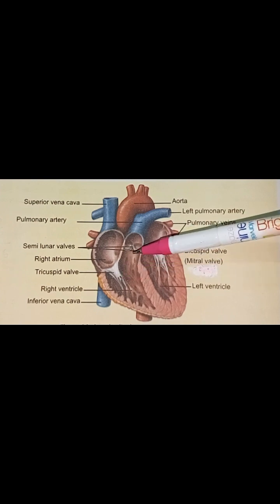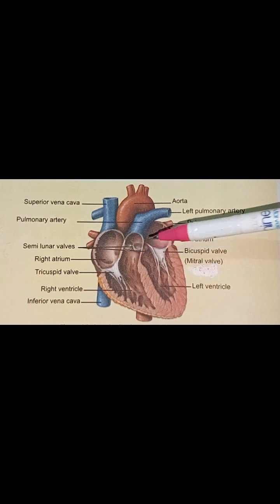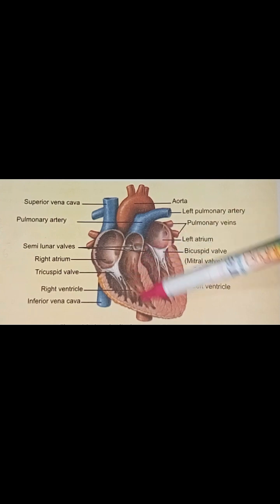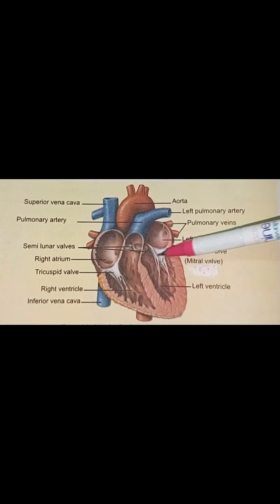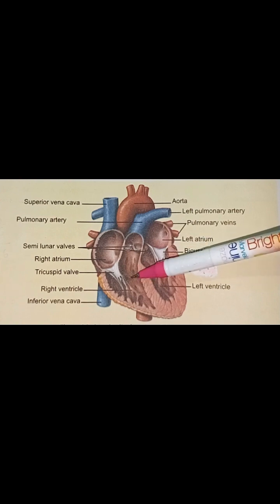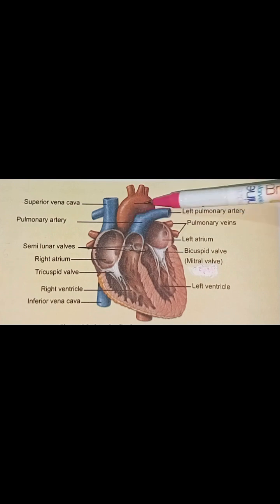There are 2 main arteries connected to the ventricles. If you can see these ventricles, there are 2 arteries connected to them. First one is the aorta, this one. The aorta starts from the left ventricle.